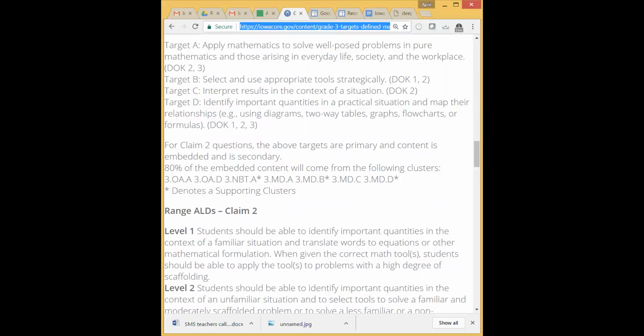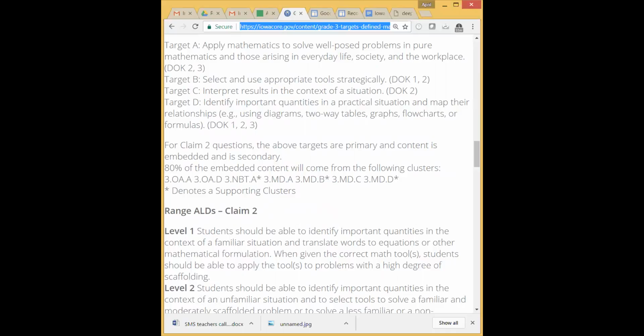Then 3.OA.D, solve problems involving the 4 operations. So again, it says right there. So that makes sense why I would solve problems there. 3.NBT.A, use place value understanding and properties of operations to perform multi-digit arithmetic. 3.MD.A, so I'm going to go down here, solve problems again involving measurement. 3.MD.B, represent and interpret data. That usually goes along with problem solving.